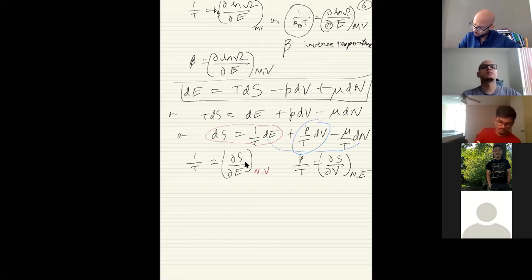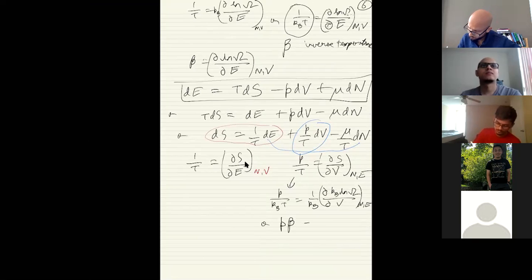So P by T is equal to this thing. So now we can say that P by kBT is equal to 1 by kB partial S by partial V at constant N, E. What is S? S is equal to kB ln omega. This kB cancels out. And we just introduced the symbol beta for 1 over kBT. So P times beta is equal to partial ln omega by partial V at constant N, E.